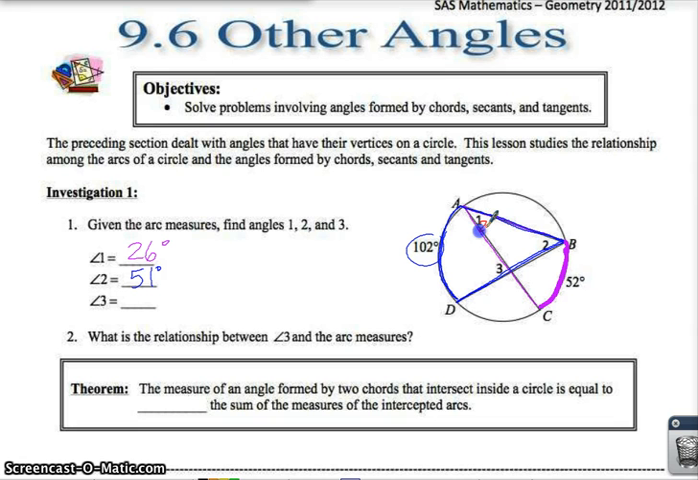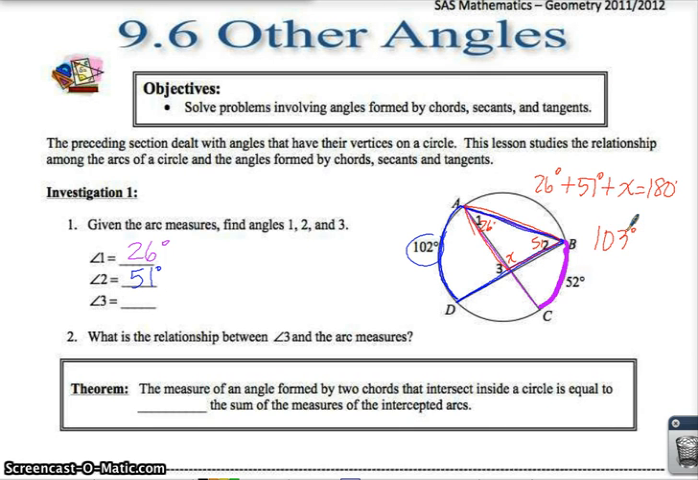Well, if angle 1 is 26 degrees, and angle 2 is 51 degrees, and here we have a triangle, we know that 26 degrees plus 51 degrees plus angle x, which I'll call here, must add up to 180 degrees. So now you're going to get your calculator out and you're going to subtract 26 and 51 from 180. So what do you get? You should get 103 degrees, right?